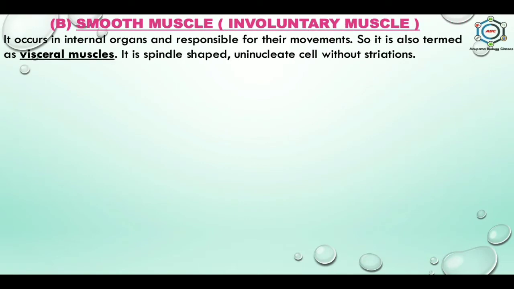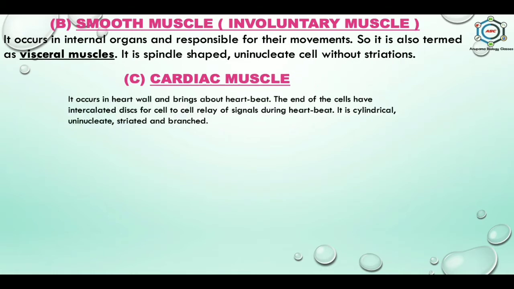Now the second, that is the smooth muscle, which is also known as involuntary muscle. It occurs in internal organs and is responsible for their movement, so it is also termed visceral muscle. It is a spindle shaped uninucleate cell without striations, and its action is not under the control of the animal, so it is known as involuntary.